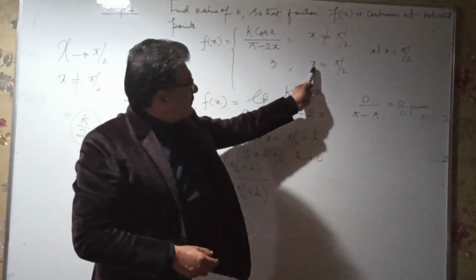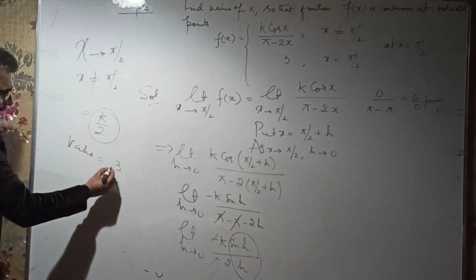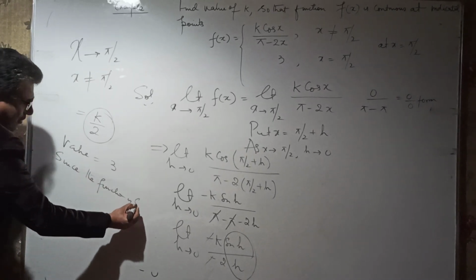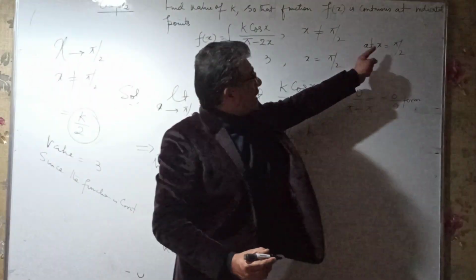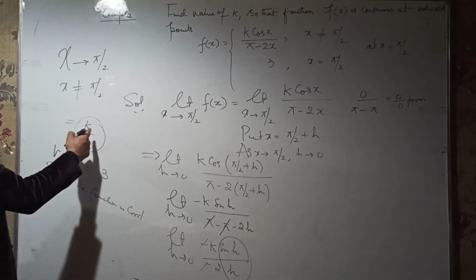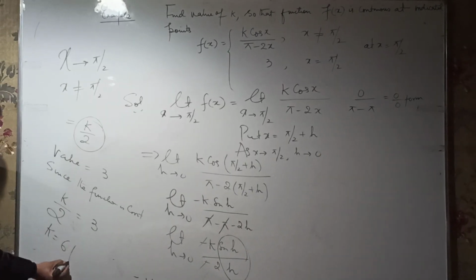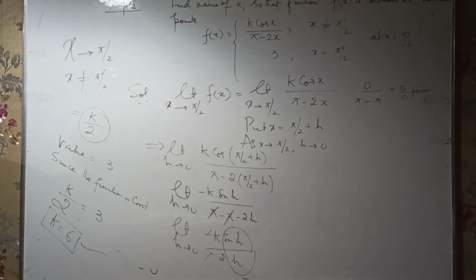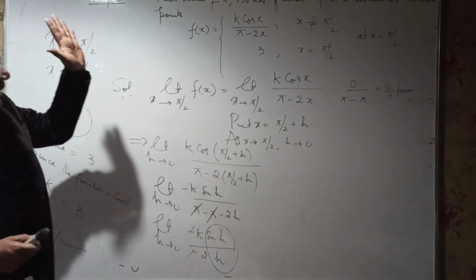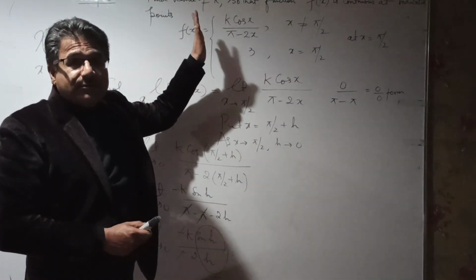But what is the value of the function when x is equal to pi by 2 directly? The value is 3. Now, since the function is continuous, because he says it is continuous at x equal to pi by 2, at the indicated point, once it is continuous, k by 2 must be equal to 3. That means k must be equal to 6, because 3 twos are 6. So the value of k should be 6. Then only this function will become continuous. If we put the value of k other than 6, this will not be continuous; this will be a discontinuous function.